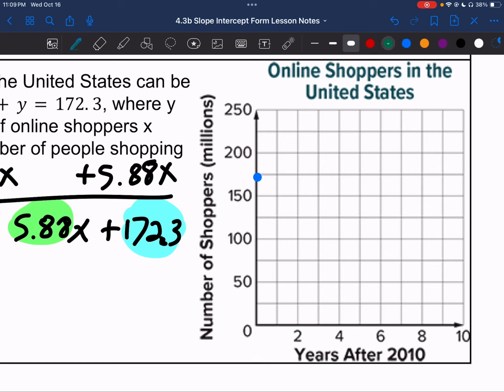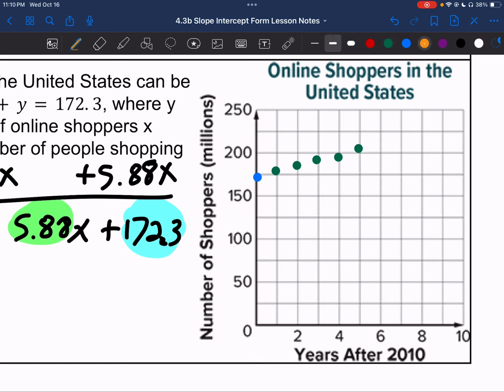Now my slope is 5.8, so if we do some approximations, it's about 6. So if this was originally 172, if we add 6 to that, that's going to be 178. So it's going to be a little bit above that line now. And then if we add 6 more again, that gives us 184. So it's about there, right? And then we add 6 more to that. Well, that's 190. So we're getting closer. And then we add 6 more to that, and now we're at 196. And then we tip over to 202.